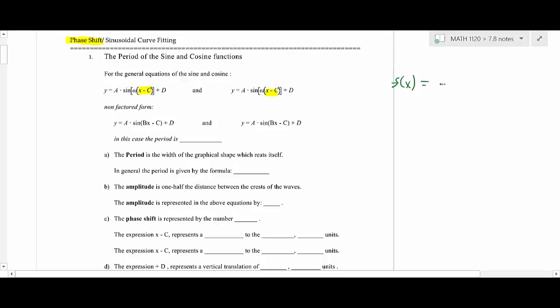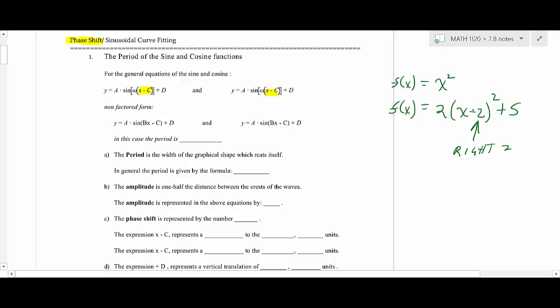But let's take a parabola, for instance. You have f of x equals x squared. Let's say, for instance, that you had 2(x minus 2) squared plus 5. What does the minus 2 do to that parabola? Takes you to the right. That's what we do in trig. We just call it a phase shift. Anytime we move something left or right, it's a phase shift.